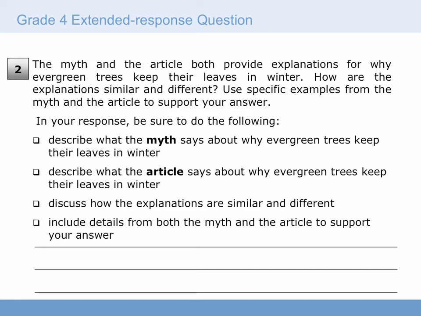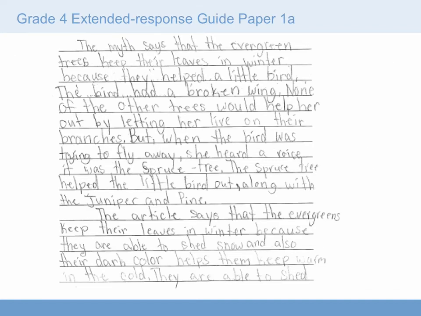In your response, be sure to do the following. Describe what the myth says about why evergreen trees keep their leaves in winter. Describe what the article says about why evergreen trees keep their leaves in winter. Discuss how the explanations are similar and different, and include details from both the myth and the article to support your answer. Guide paper 1 is the first of the 4-point response examples.